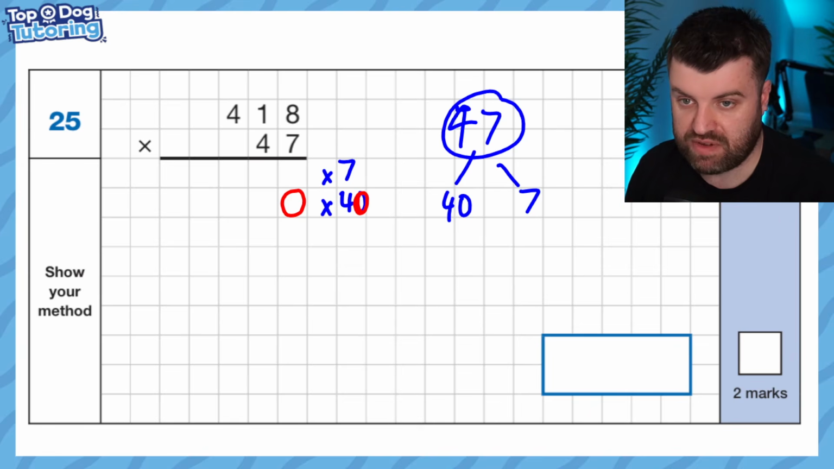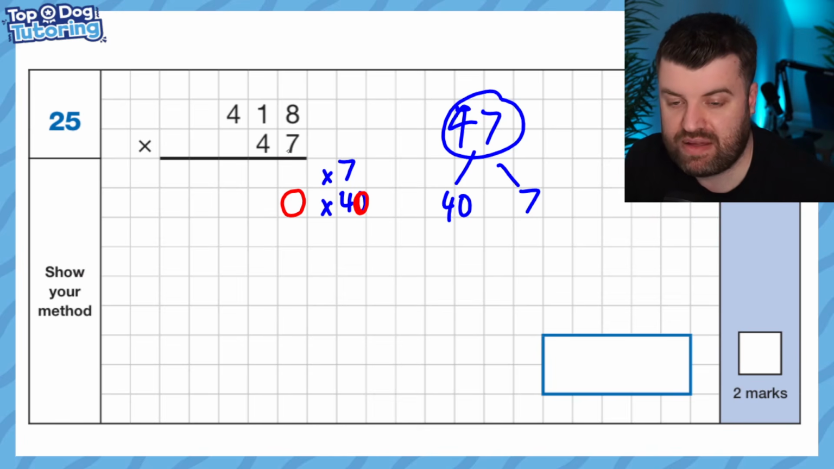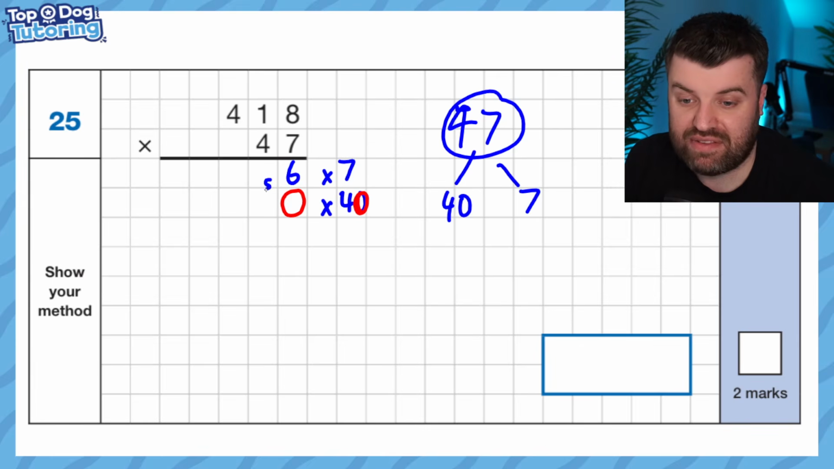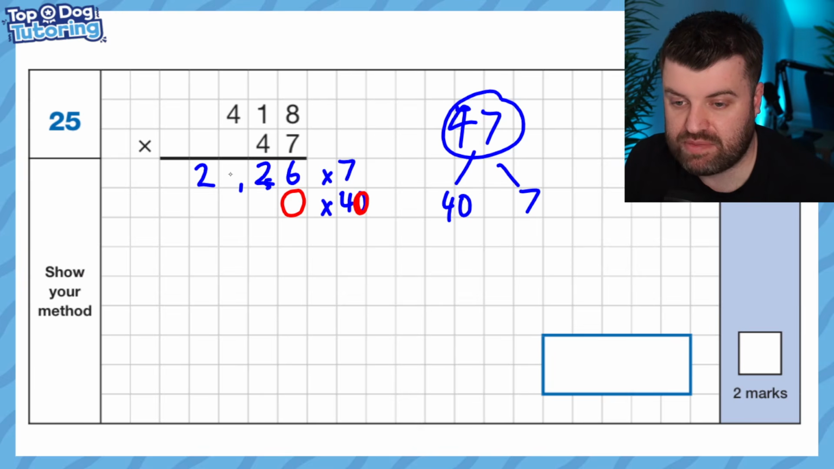So feel free to pause the video if you want to have a go yourself and how you would model this. But we're going to start now with multiplying by 7. 7 times 8, 56. One really, really key thing, you have to know your times tables. It really is as simple as that. 7 multiplied by 1 is 7. Add on this 5 gives us 12. And 7 times 4 is 28. Add on the 1 here gives me 29.